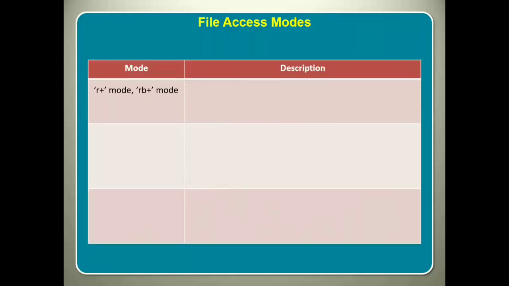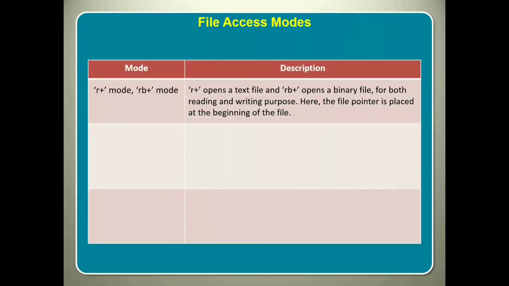Let us move ahead to the next file access mode, r+ mode. r+ opens a text file and rb+ opens a binary file for both reading and writing purposes. Here the file pointer is placed at the beginning of the file.